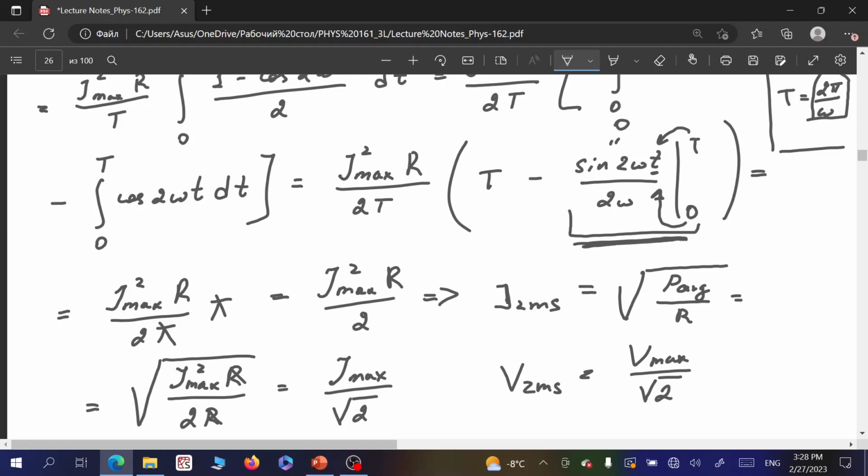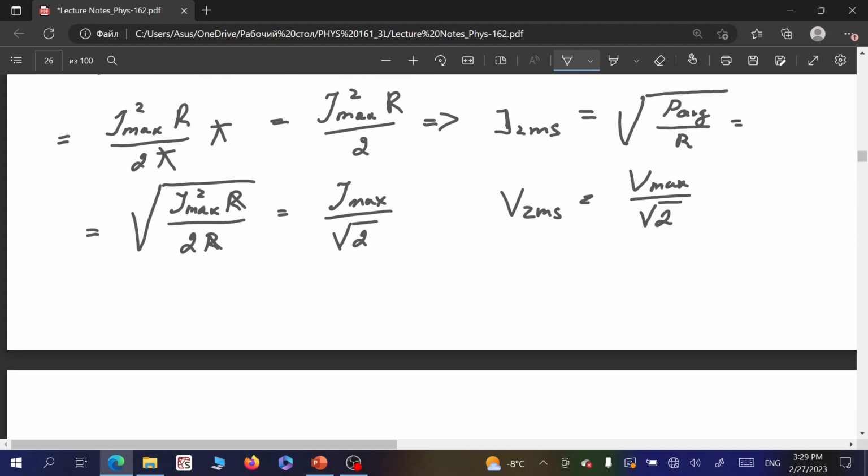And then when we deal with these parameters, we can operate with equations which were originally derived for DC electric circuits. So we just determine the average power which is dissipated over the active resistor, and then we can calculate the RMS values of current and voltage.